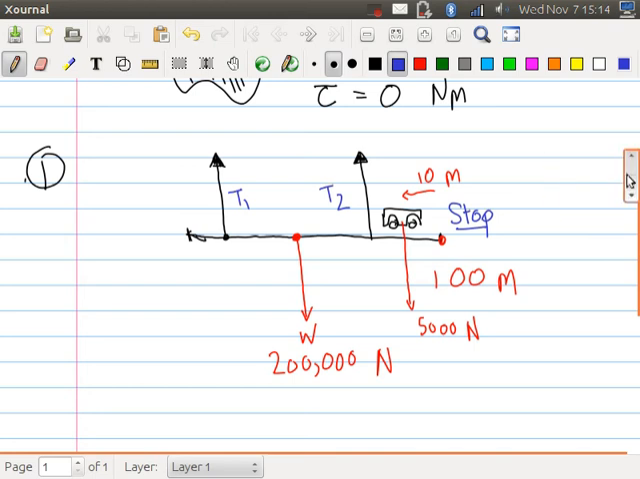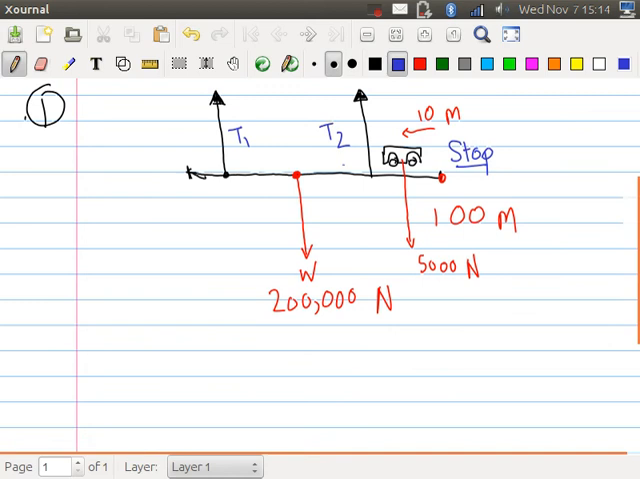So what's the total force going up here? T1 plus T2. And what's the total force going down? W plus the car, which is going to be 200,000 plus 5,000, so 205,000 newtons. Now what's the force left and right? There's no force left and right. It's equilibrium.